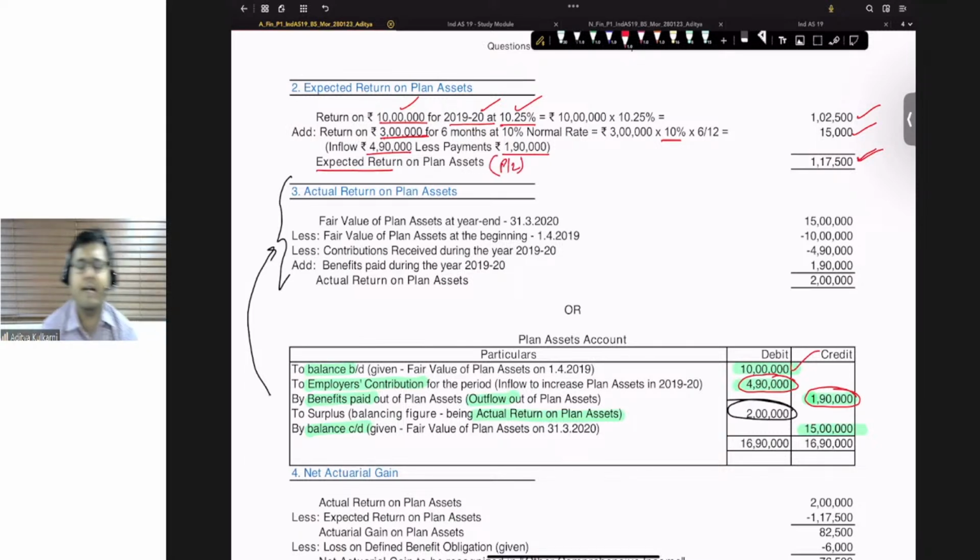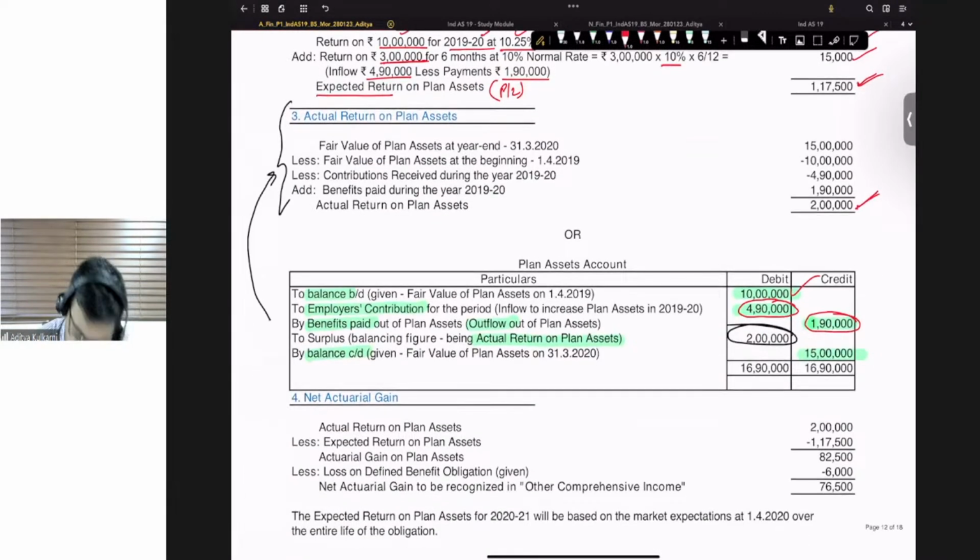This is like your interest, dividends, capital appreciation, etc. But your actual return is 2 lakhs. So the difference between 2 lakh and 1,17,500 is your actuarial gain. Your fair value has increased, and therefore 2 lakhs was your total return, out of which you are able to identify an expected amount of 1,17,500. The remaining 82,500 is nothing but your actuarial gain on plan assets.